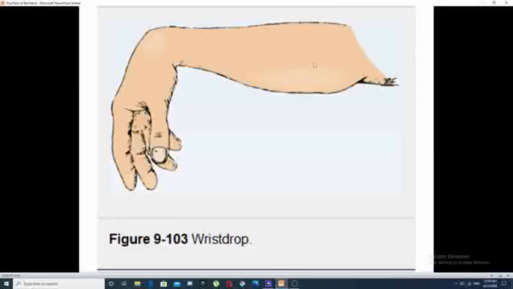You can see on abduction of the upper limb, the hand hangs down, and this is explainable because injury to the radial nerve results in paralysis or loss of function of the muscles of the posterior compartment of the forearm, which are extensors for the hand, so that the flexor compartment or flexor muscles will flex the hand like that.